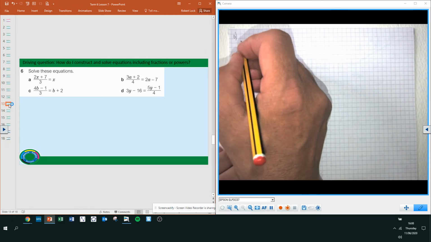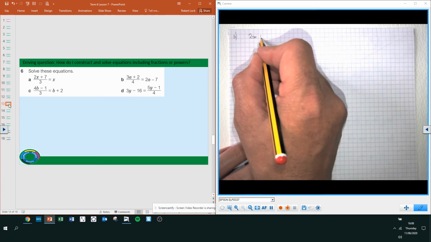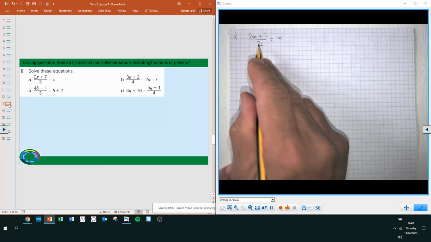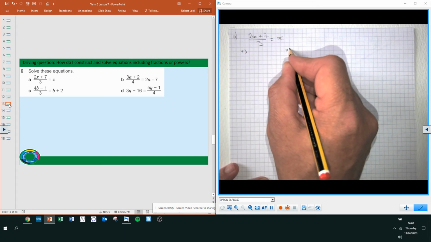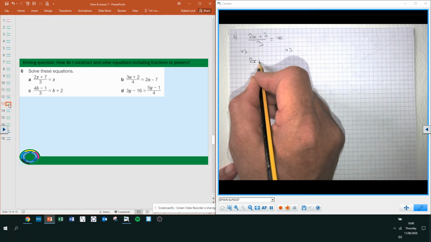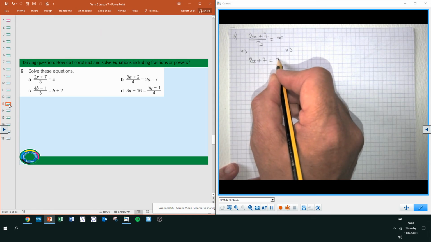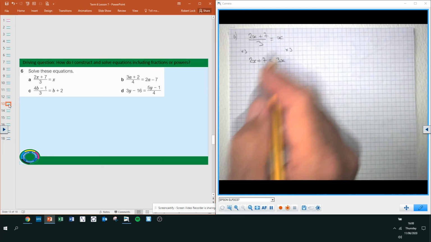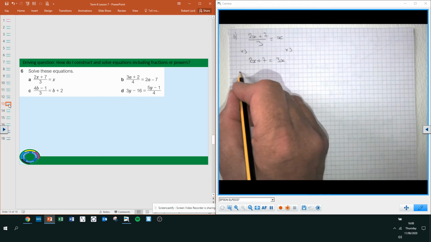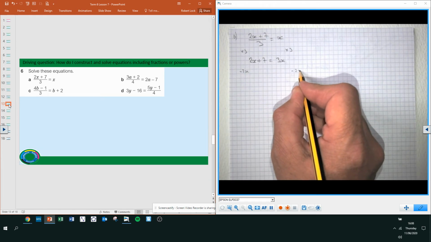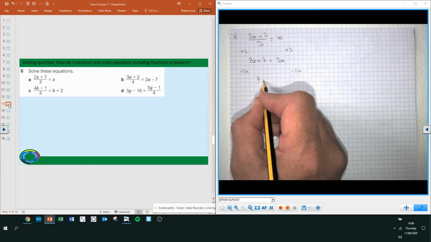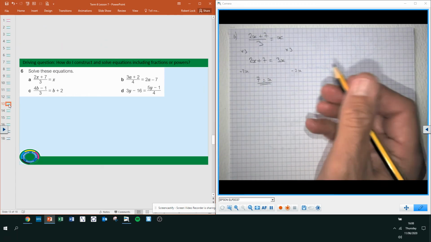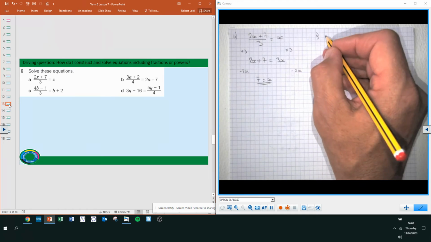Question 6. 2x plus 7 over 3 equals x. To get rid of this, we times by 3 on both sides. We end up with 2x plus 7 equals 3x. Get rid of the 2x this side, minus 2x that side, minus 2x that side. We end up with 7 equals 3x take away 2x is x. So x is 7. B.